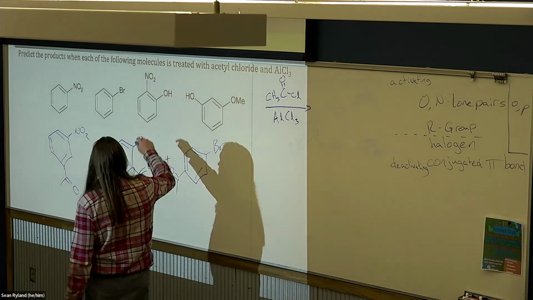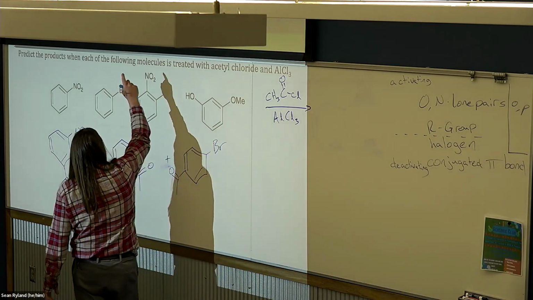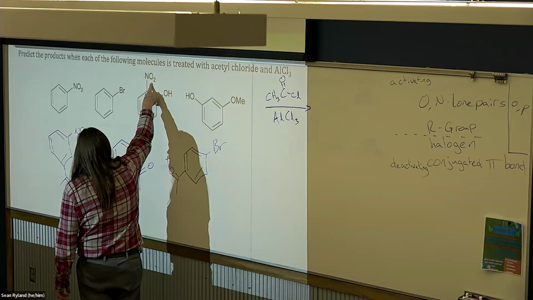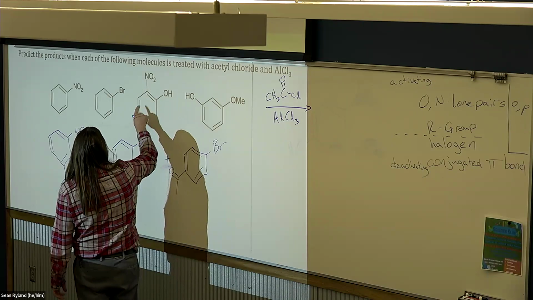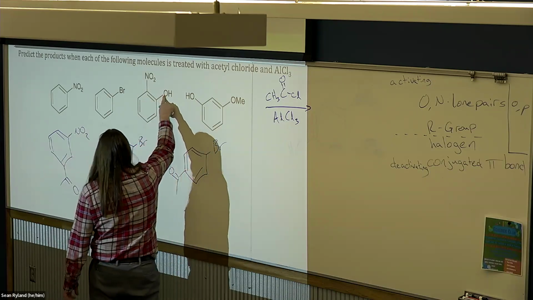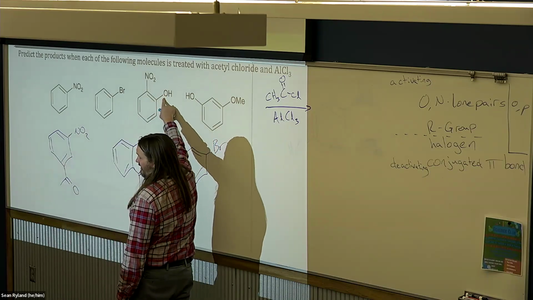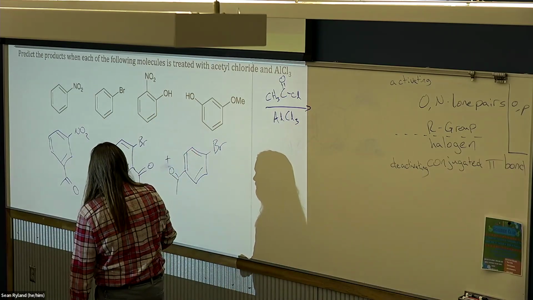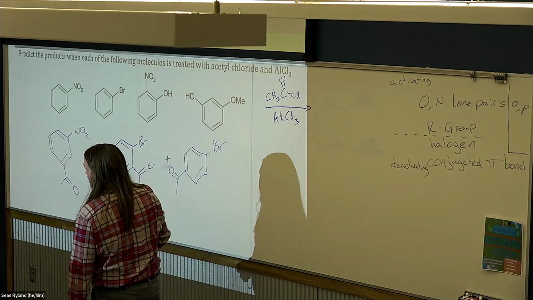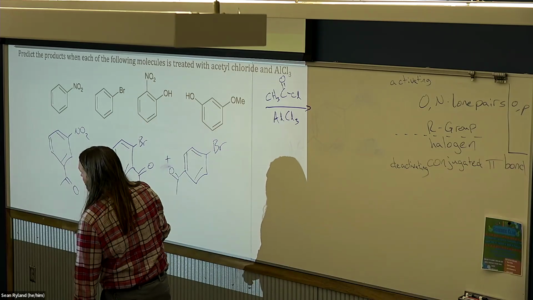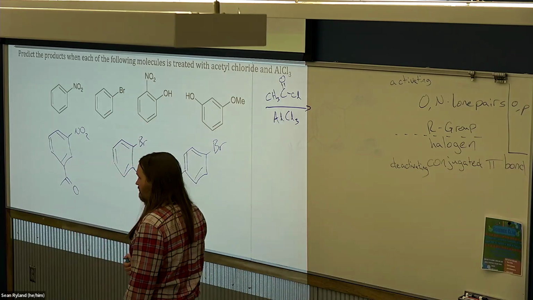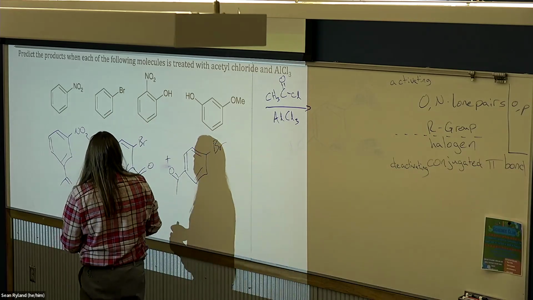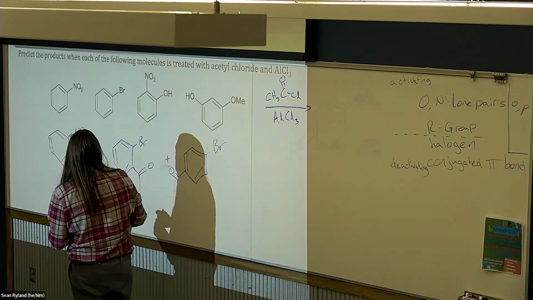All right, so the third one. We just determined NO2 is meta. The OH is strongly activating because it has lone pairs, so it's ortho-para. So do these work with each other or oppose each other? It's going to go with the OH.